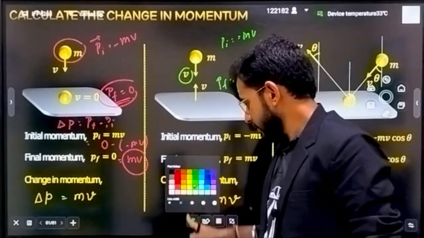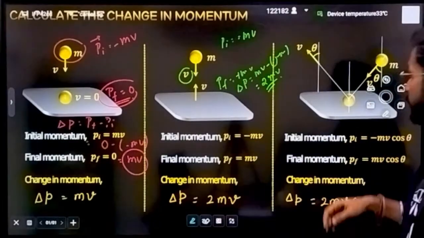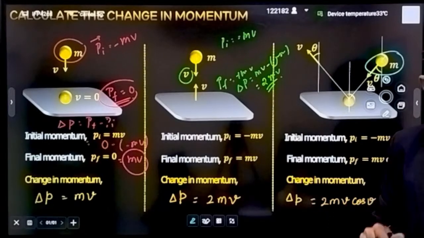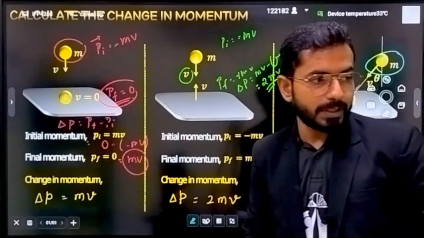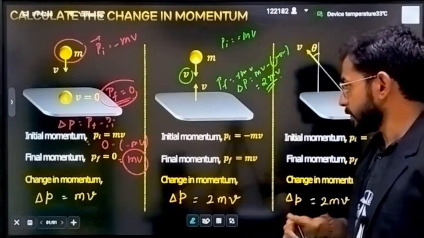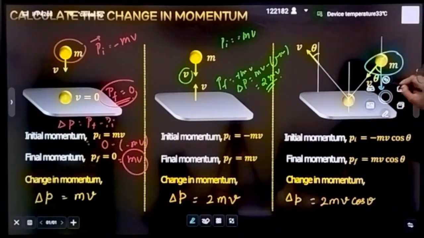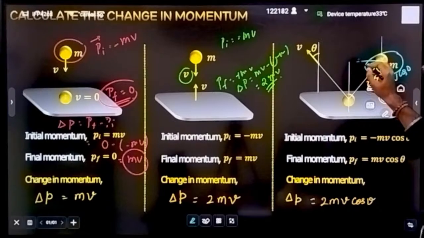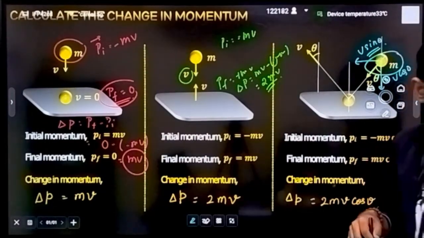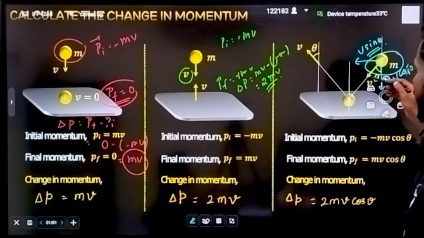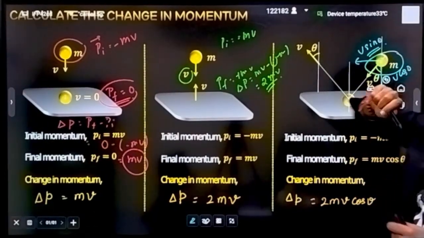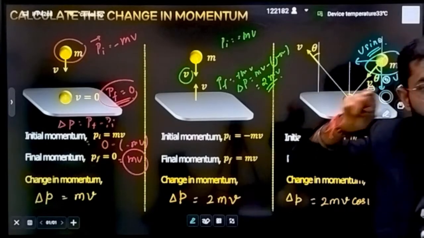Now let's come to the third case. Let's see what it says. Suppose at some specific angle you are hitting. In this case, if you remember the collision topic, there we have seen cases of oblique collision. This is an example of oblique collision. We take two components: one component will be v cos theta, the other will be v sin theta. Now tell me, which component is going to hit the surface, v sin theta or v cos theta? It is v cos theta.